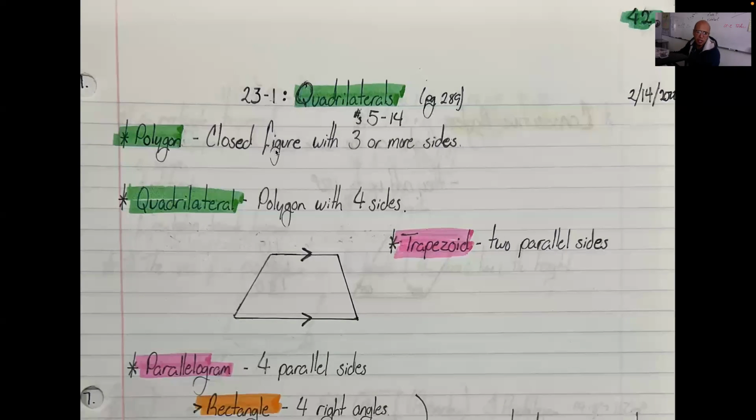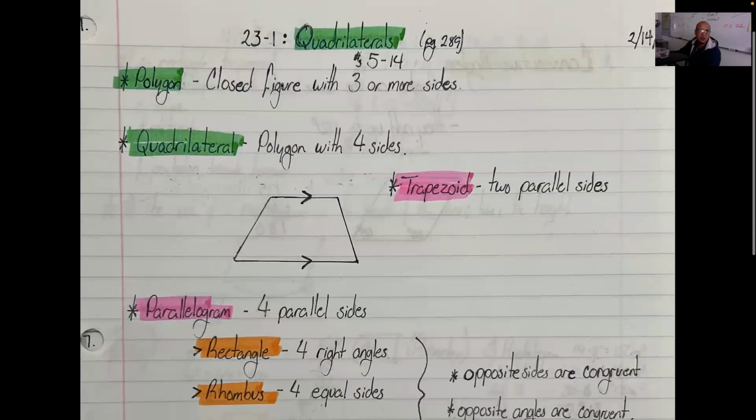Now, the first quadrilateral that we're going to be going over today is known as a trapezoid. So a trapezoid is indeed a quadrilateral. It has four sides. And in fact, here's an example of one. However, what makes a trapezoid is that it has one set of parallel sides. It has two sides that are parallel to each other.